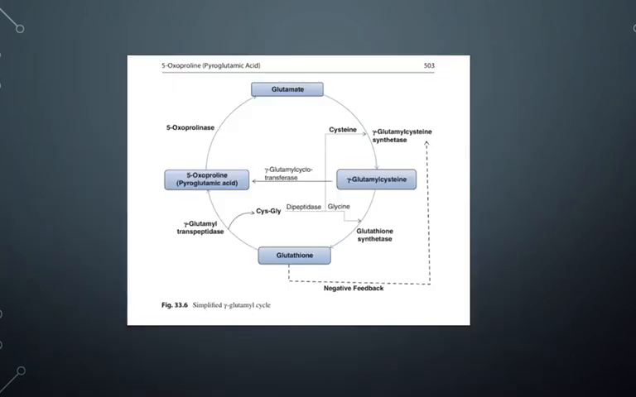So this is the metabolic pathway of glutamate. Glutamate is converted into gamma glutamyl cysteine, then it is converted into glutathione. Glutathione is converted into this pyroglutamic acid. This is a degradation pathway.